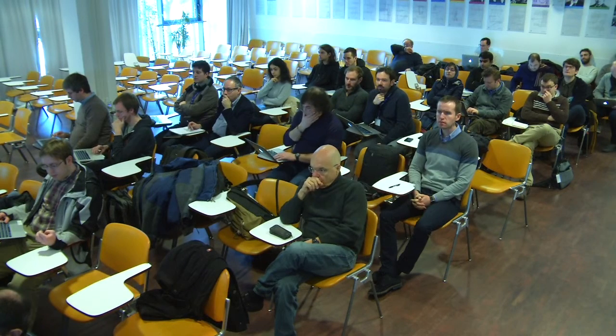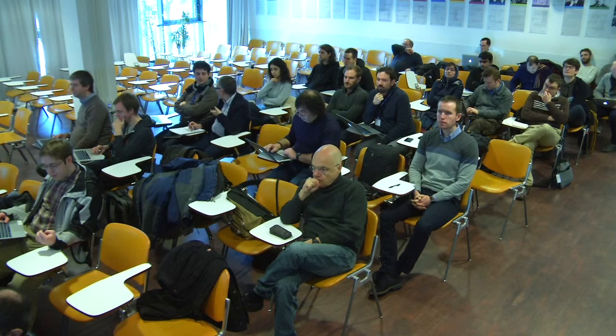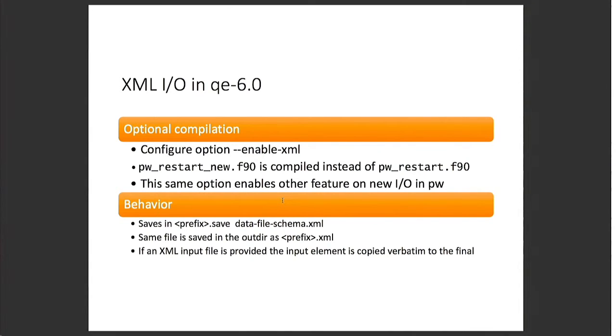How does this new XML input-output work? Basically, from the user's point of view, instead of the old data file XML, you just see that it prints output in the prefix.save directory in a file called data file schema XML, which is an XML file described by the schema. This same file is also printed out in the autodir directory, and there it's called prefix.xml.